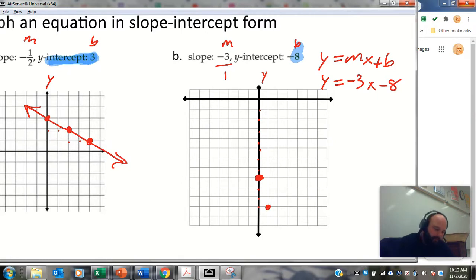And now you can see we've got two points that we can draw our line straight through. And I kind of goofed that up a little bit. That looks a little better. Draw our line just like that. And we've got our graph of our line again.